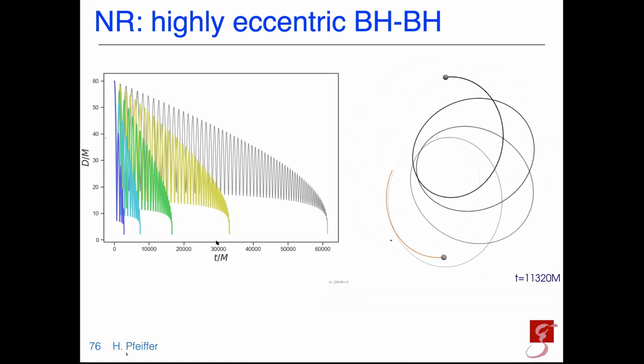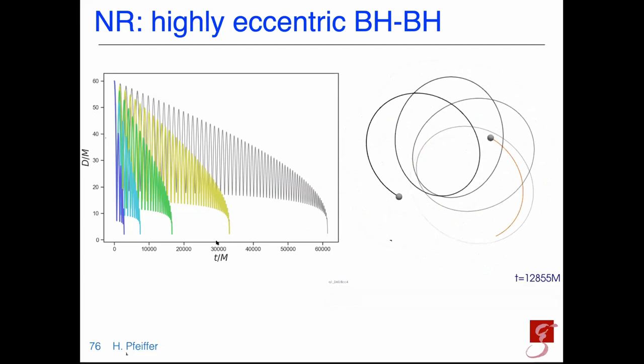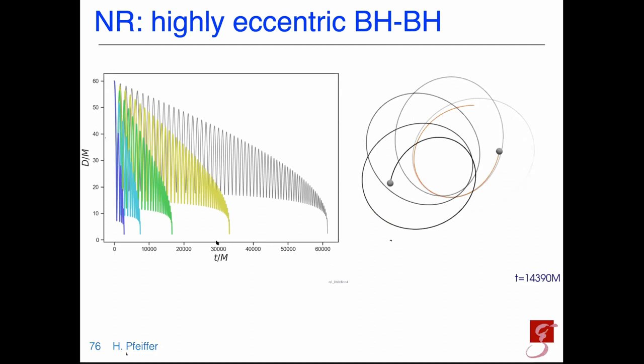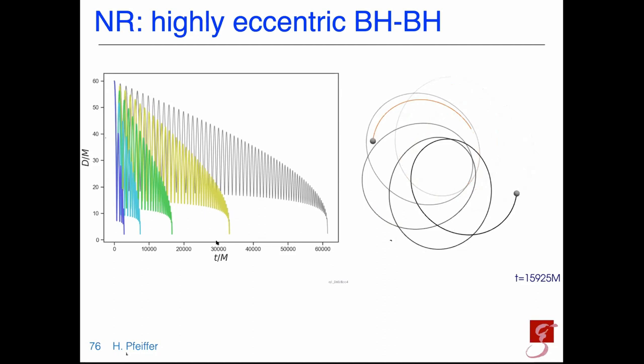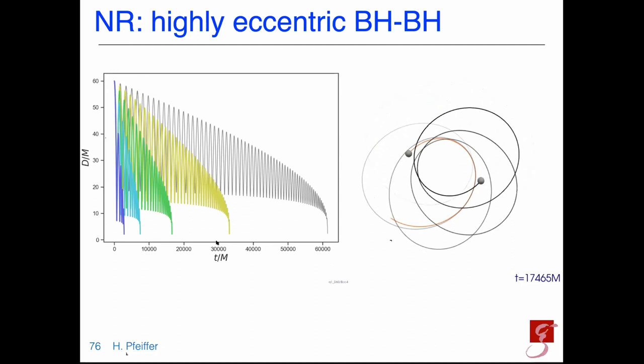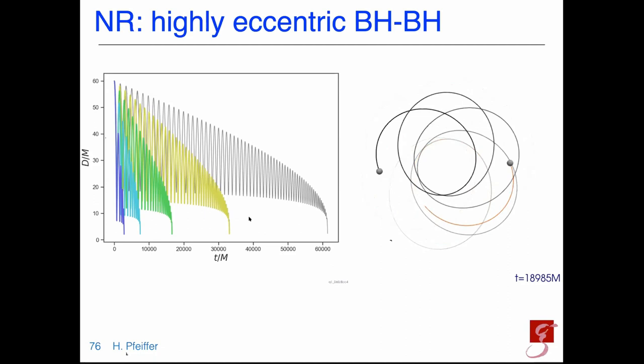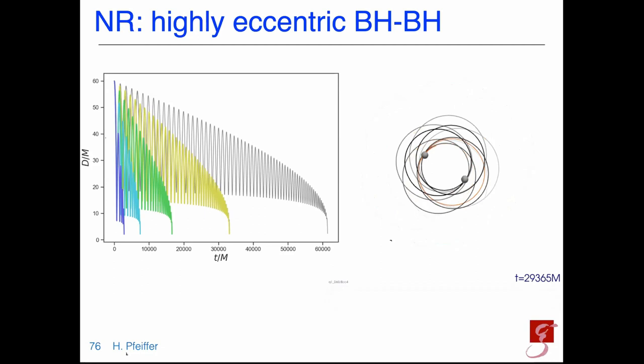And as you watch the system in-spiral and orbit, you notice the circularizing effect of the gravitational waves, that eccentricity is diminished during the in-spiral. These are so far prototype simulations. They work, and we are now embarking on more systematic studies of these types of systems. I'm fast forwarding a few orbits here, so you can see the merger as well.